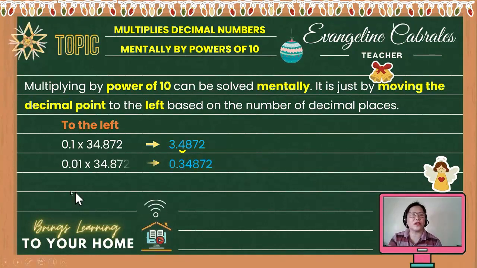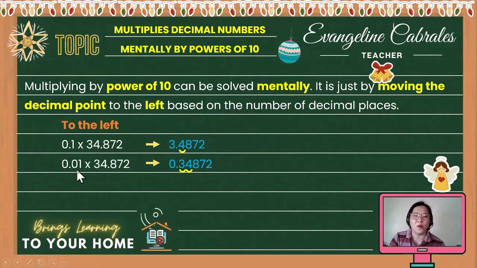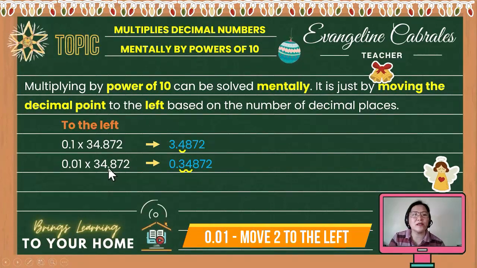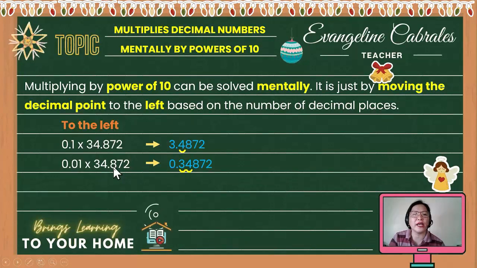How about if the given is like this? 100ths times 34 and 872 thousandths. Ilan ang decimal place or places? Dalawa. So, ilang beses iuusod? Dalawa rin. At papunta saan? Kaliwa. So, yung decimal point sa pagitan ng 4 at 8, iuusod ng dalawang beses. Kaya siya ngayon ay nasa unahan na ng 3.